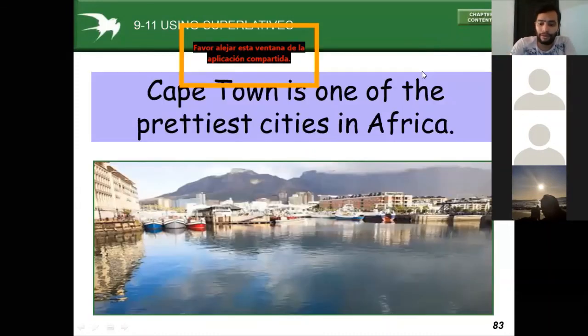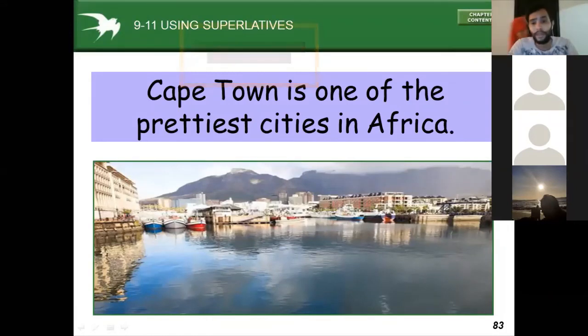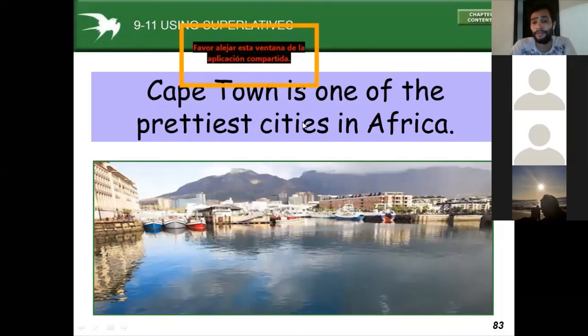Now let's continue right over here. And well, guys, we are just about to finish. Almost done. We are going to work on the superlative one, right? In the superlative one, we have the following. Take a look. Cape Town is one of the prettiest cities in Africa, right?